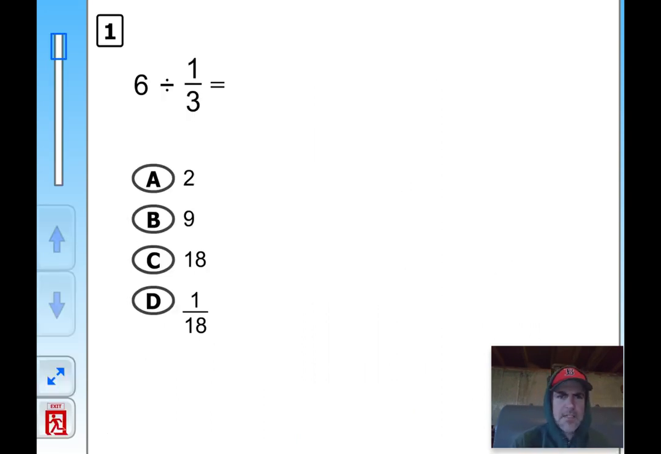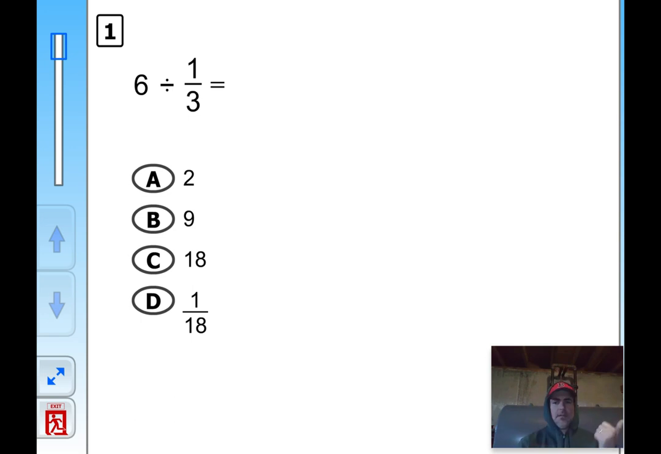So we have 6 divided by 1/3. Should I answer it correctly or incorrectly? This time I'm going to answer it correctly. So if you have 6 of something and you break each one into 1/3, how many parts is that? Or how many times can we take a third of something away? Let's always use pizza, right? You have 6 pizzas. They're not cut. You cut all of those pizzas into thirds, 3 slices per pizza. How many slices are you going to have? 3 slices per pizza, and you've got 6. So that's what?